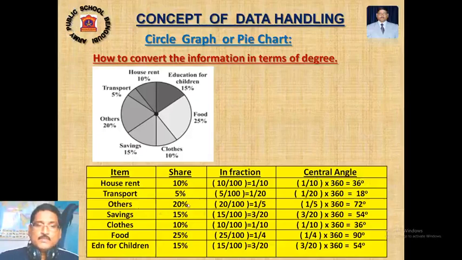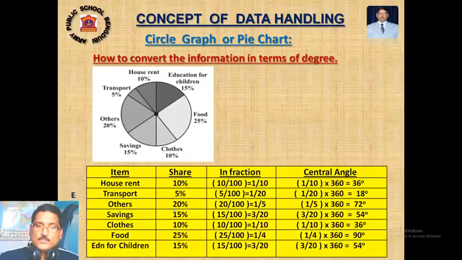Now transport 5%. 5% means 5 upon 100. Here the total is 100. Percent means 100. 5 by 100, after cancelling I am getting 1 by 20, and then after multiplying by 360 I am getting 18 degree. Same way, others 20%.